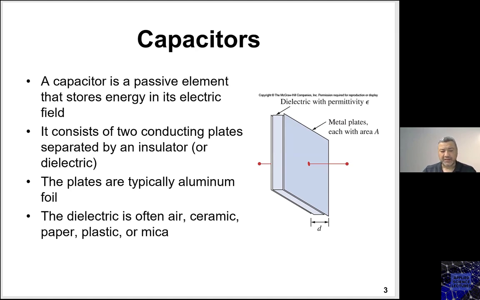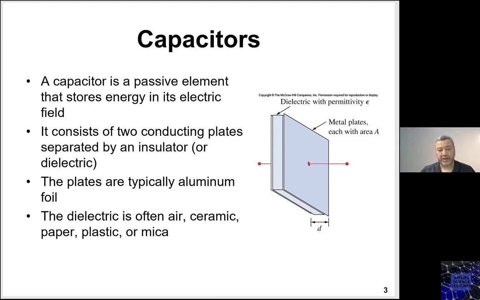So what is the capacitor? A capacitor can be defined as two plates that are facing each other with a separation. This separation could be of air, for example, or of a dielectric material that is considered an insulator between those two plates. So the charges will not go from one plate to the other plate.